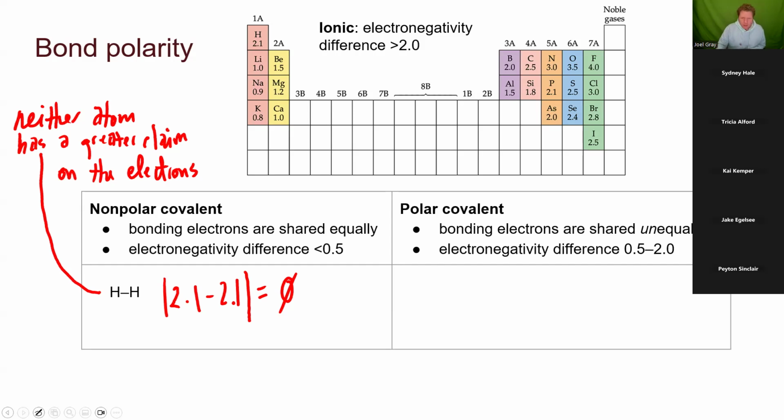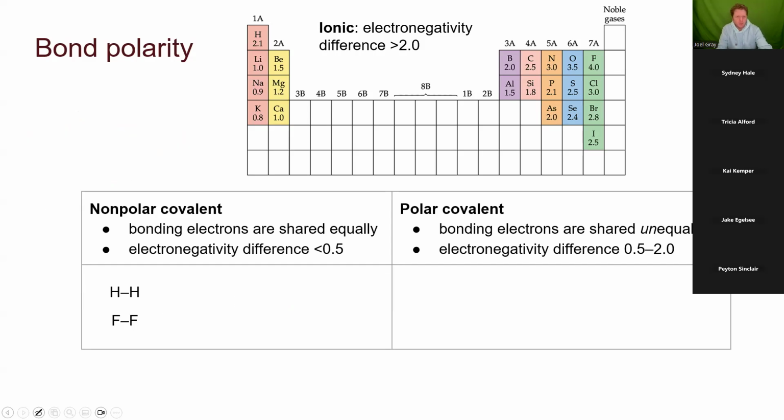Now, when we go on to look at other molecules, like fluorine and fluorine, what's our electronegativity difference there? We take the electronegativity of each of the atoms, 4.0 minus 4.0. We're still going to put an absolute value. What's our difference there? 0. So each of the fluorine atoms here shares those electrons equally.